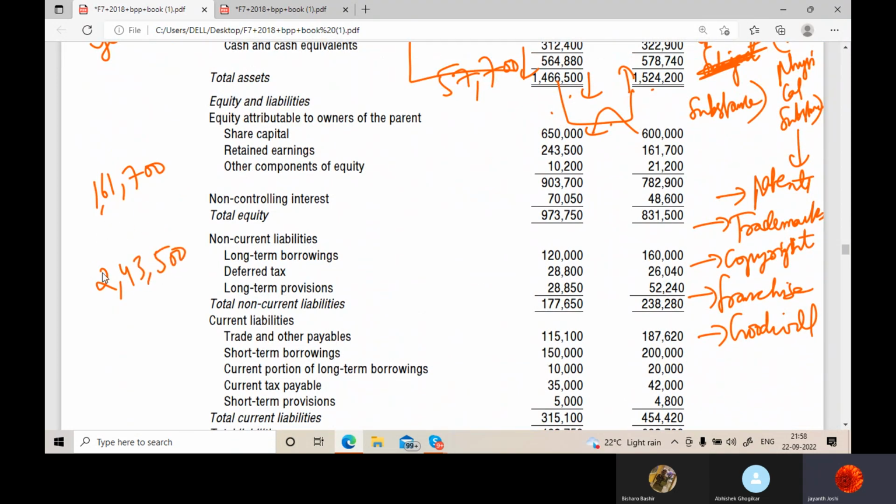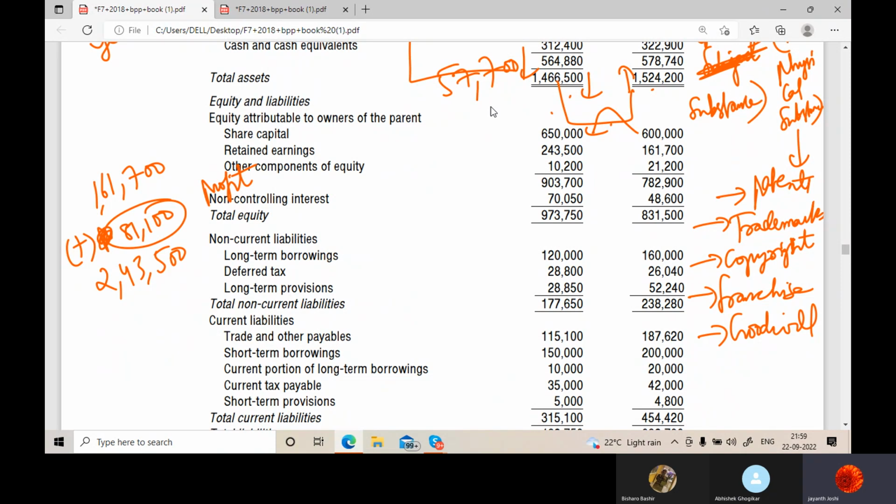Can you tell me the difference between these two values? The difference would be nothing but the profit which you have added this year. Okay, so this would be the profit. Can you tell me the difference between these two? So I'll write down the profit here. $81,800. So this is the profit for the current year.